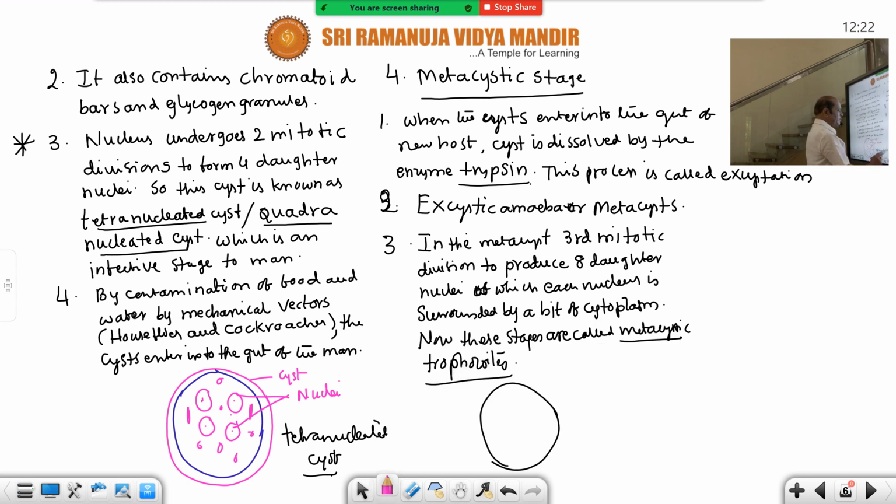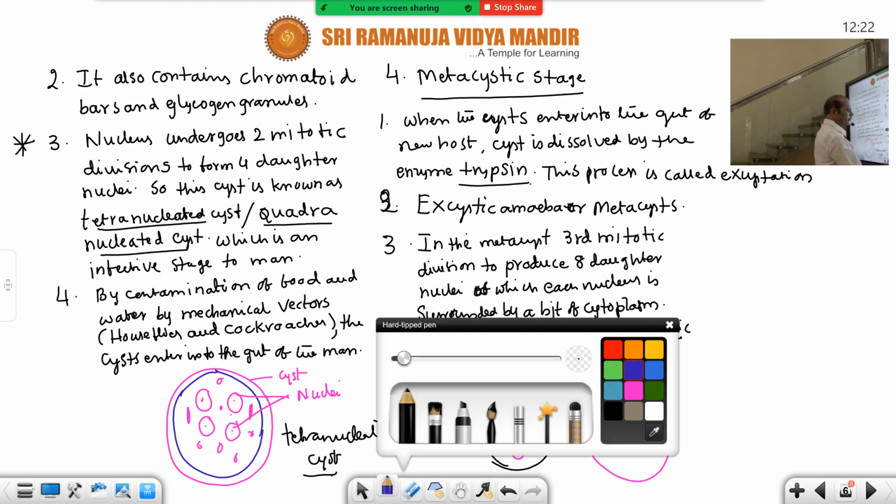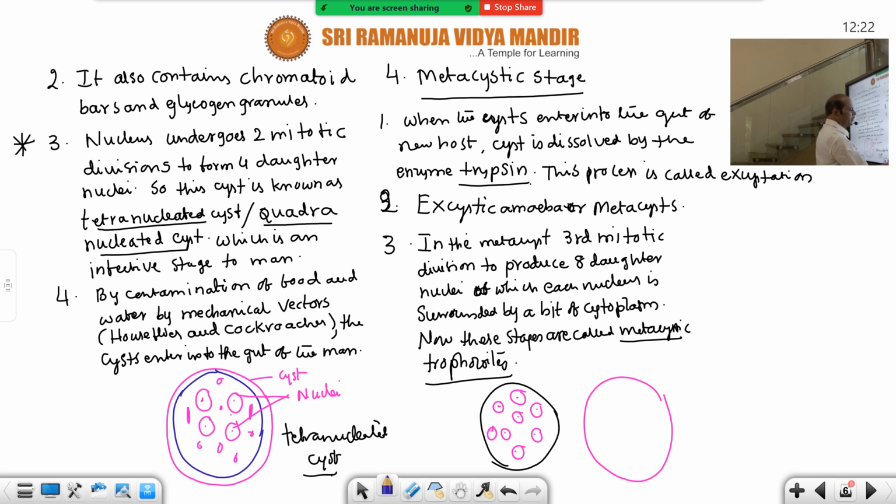In this, how many daughter nuclei are there? 8 daughter nuclei are there. Now in the second step, each daughter nucleus is surrounded by a bit of cytoplasm. How many? 8 daughter nuclei are there. Means how many metacystic trophozoites are developed? They are also 8. So each daughter nucleus is surrounded by a bit of cytoplasm, like this.